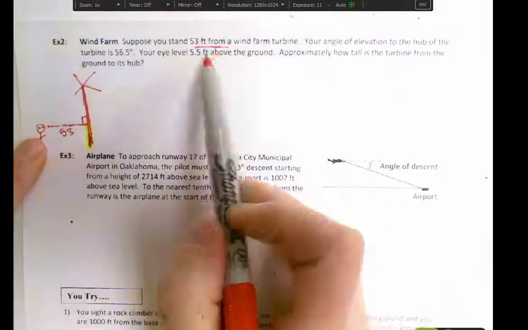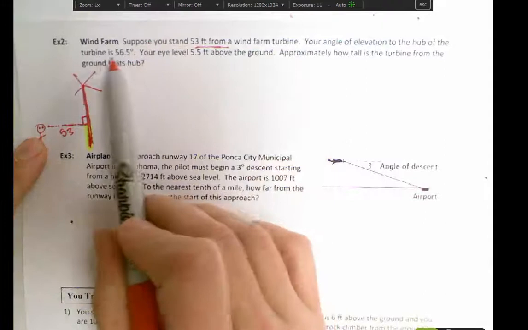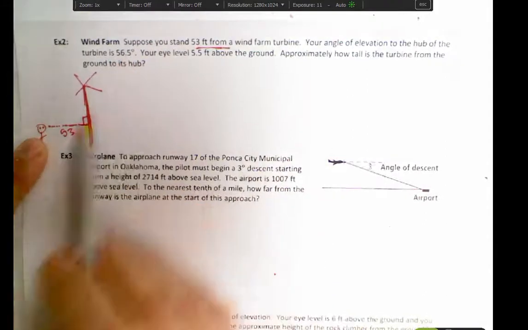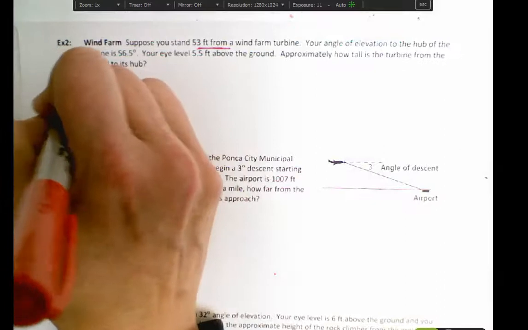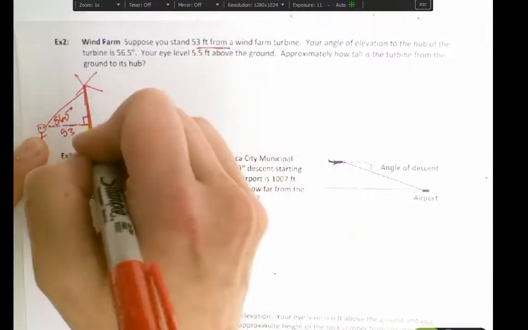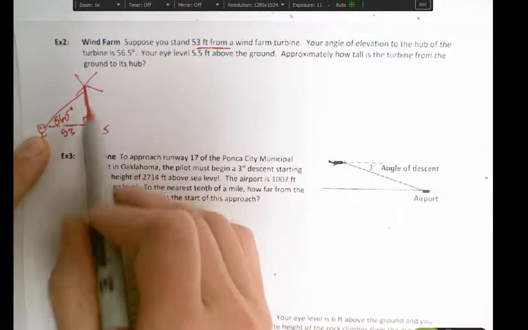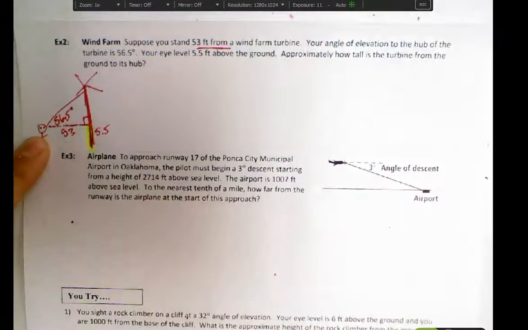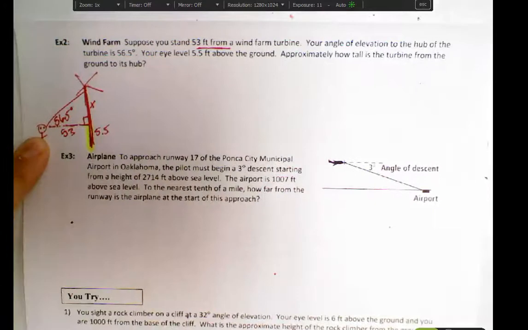So I am 53 feet from the wind turbine. Your angle of elevation to the hub of the turbine is 56.5. Elevation, that must be up. So this is 56.5 degrees. Your eye level is 5.5 feet above ground. So this is where that extra 5.5 feet that you're going to have to add into the problem to figure out what this whole height of the turbine is. Approximately how tall is the turbine from the ground to its hub? So we are looking for this piece.